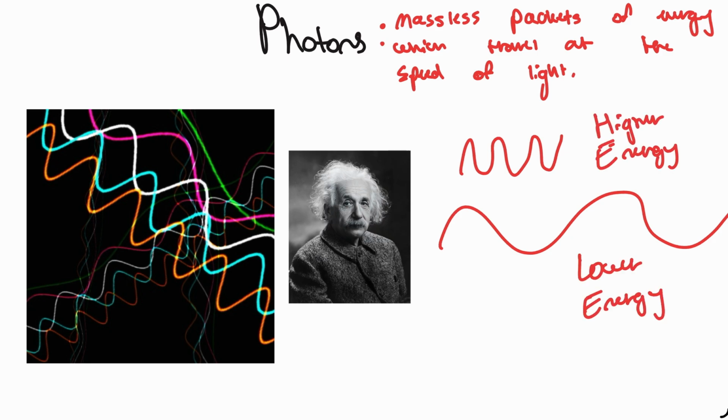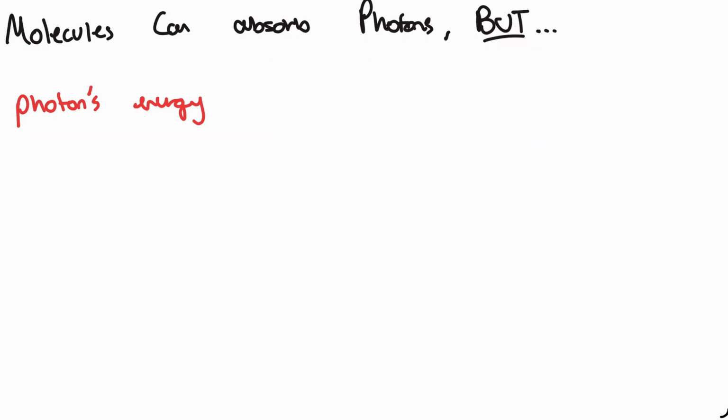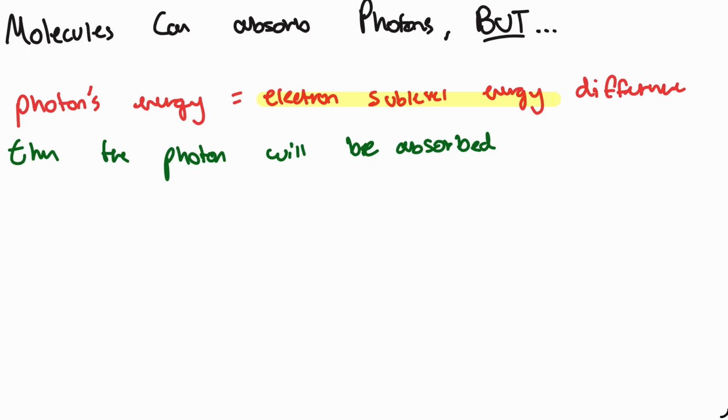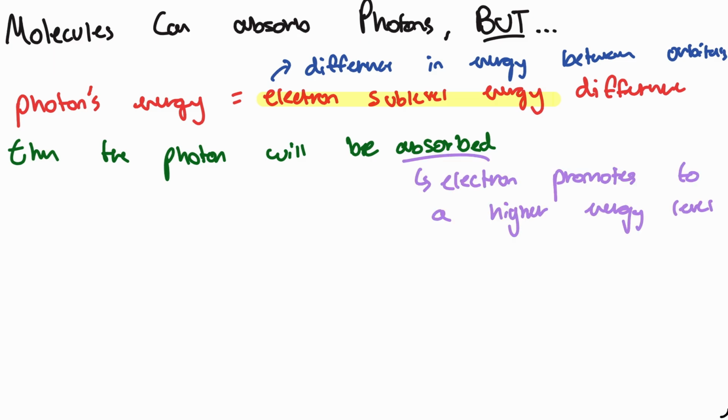Something else you need to know is that a molecule can absorb a photon. However, this only happens under very specific circumstances. If the photon's energy matches the energy difference between electron energy levels in an atom, then an atom will absorb the photon. I know this is a lot of fancy language. To clarify, the electron sublevel energy is the difference in energy between two orbitals. If a photon has this exact amount of energy, then it can hit an electron and it could promote that electron to a higher energy state. And so that's the only thing you actually have to know about molecules absorbing photons.